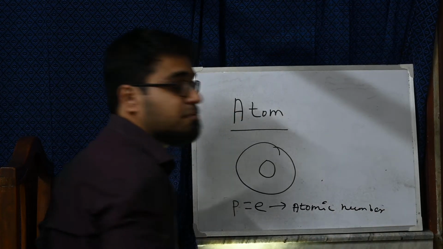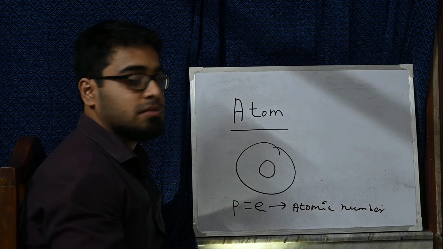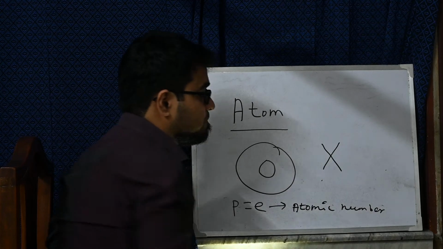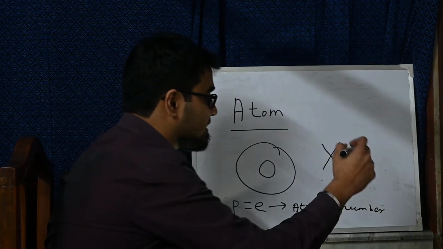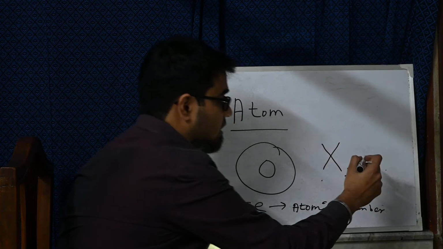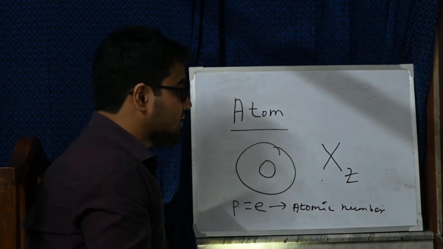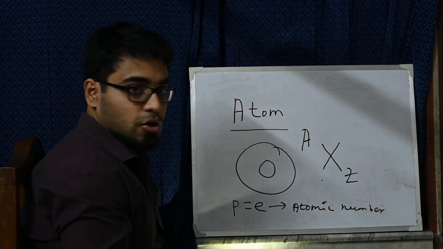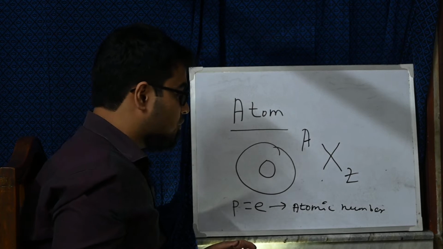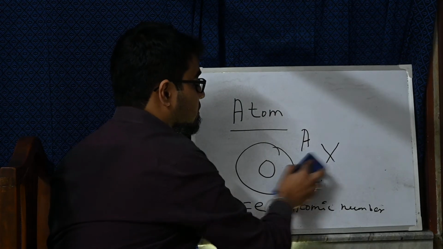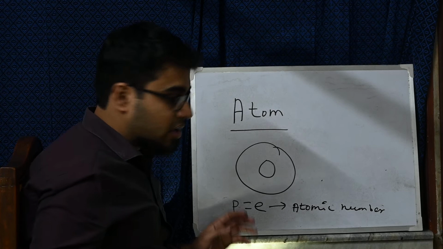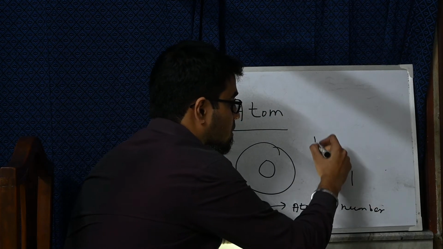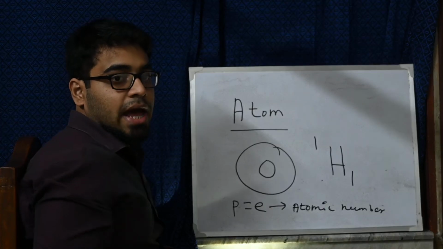And how do we represent an element using mass number and atomic number? It's very simple. Suppose we have an element X. The atomic number is always represented by Z, and it's written at the bottom of it, and the mass number is represented by capital A, and it's written at the top of it. So suppose we take the element hydrogen here. We know that hydrogen has one proton and one electron, and it has no neutron.